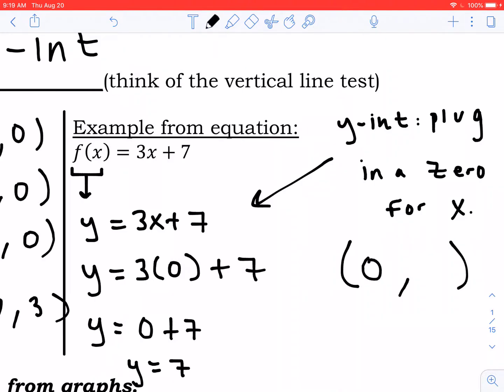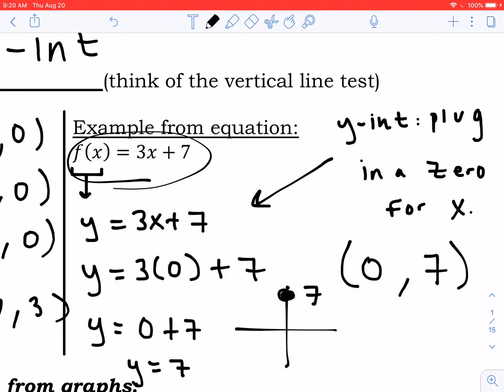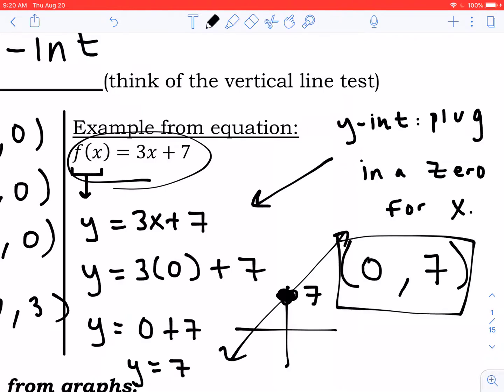Okay? But remember, the y-intercept is a point, so we would write it as a coordinate point of 0, 7. This graph right here, if I was to draw it, would cross the y-axis at a height of 7. And it probably ends up looking like this, but that's not the point. The point is, can you find where it crossed the y-axis? And we did. It's right here at the point 0, 7. Cool. That's how you find y-intercepts.